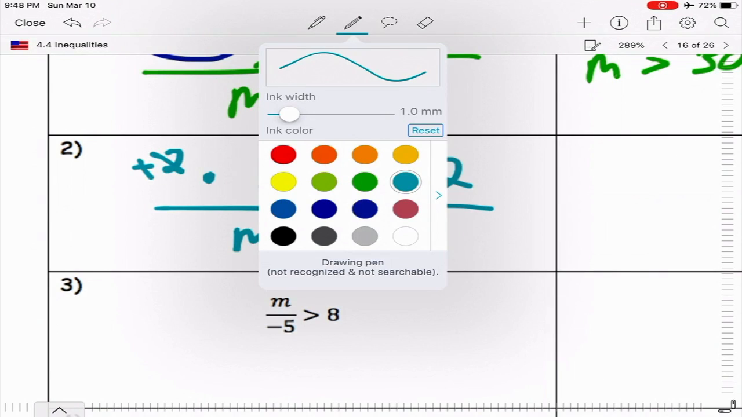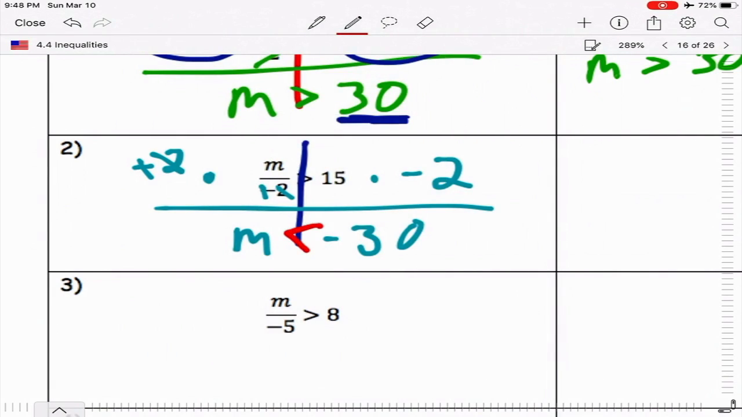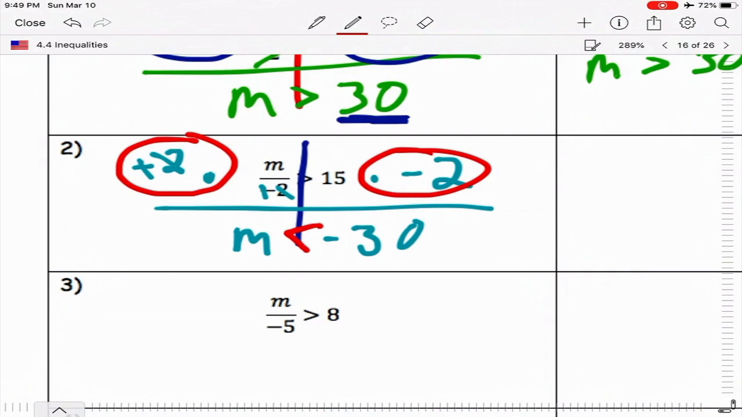But my inequality flips now. The inequality went from a greater than symbol to a less than symbol. Why? Because I multiplied both sides by a negative. It has nothing to do with the answer being negative. That could have been m is positive 30, that could have been m is negative 30. That part doesn't matter. It's because I'm multiplying both sides by a negative.